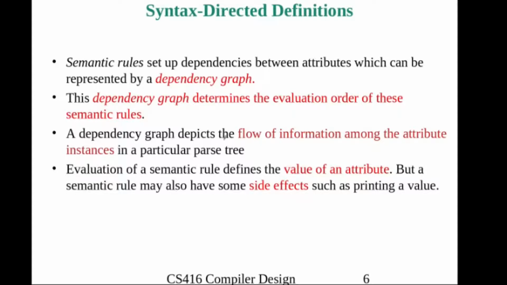A dependency graph depicts the flow of information among the attribute instances, because these attributes depend on each other, whether they are inherited or synthesized attributes, and we can depict this dependency using a dependency graph. That is why a dependency graph in short shows you the flow of information among the attribute instances. The evaluation of a semantic rule defines the value of the attribute, as I already told. But a semantic rule may have some side effect, such as printing a value.